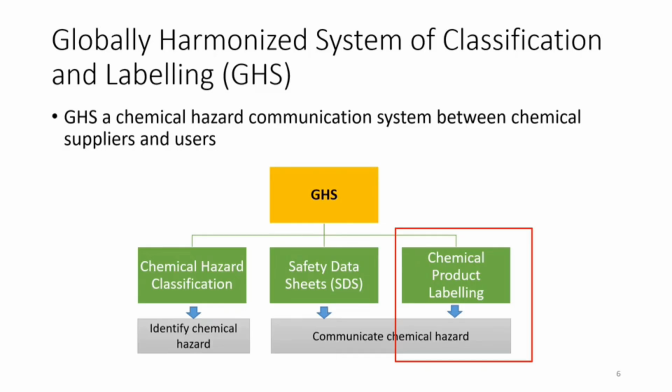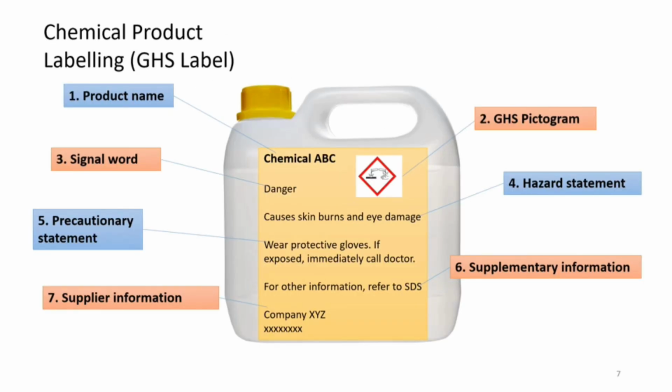Now let us look at the last aspect of GHS, which is to design proper chemical product labeling to communicate the chemical hazard. GHS labeling applies to both the chemical supplier and the user. This means that, for example, if the lab user transfers the chemical from the original container to a new container, the new container should also contain the GHS label.